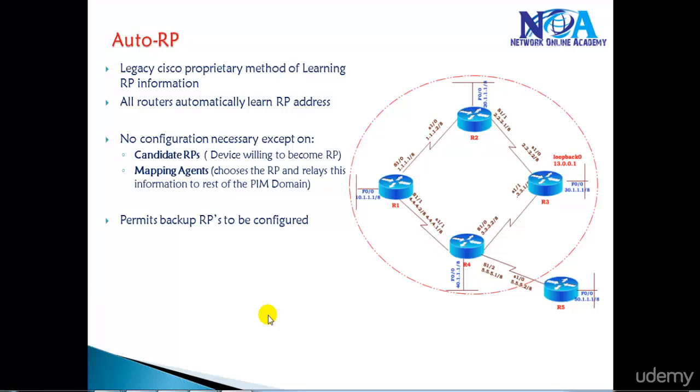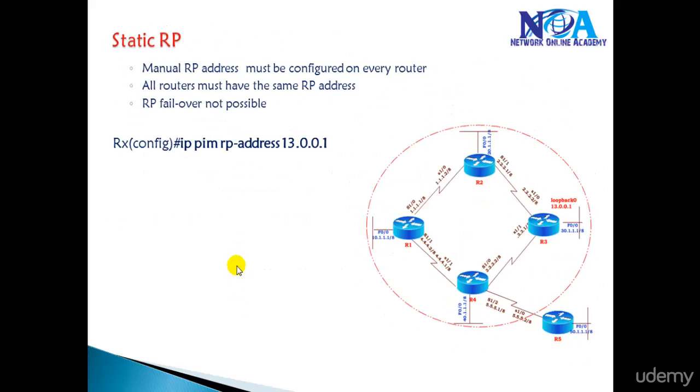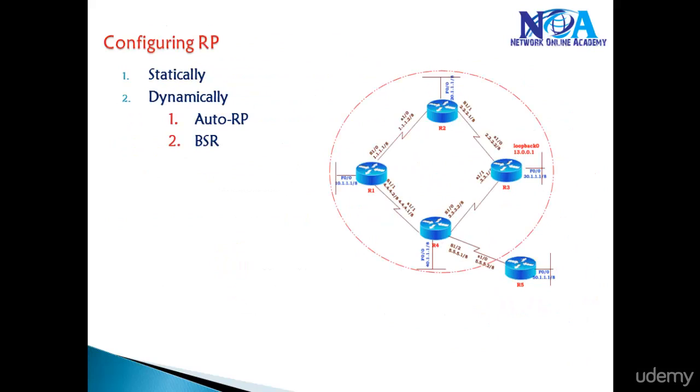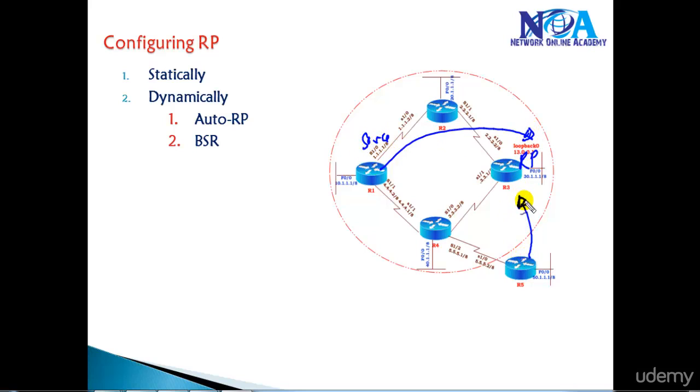Now in this video we'll see how AutoRP is going to work. If you just get back to some of the basics of what we have seen in the previous videos, we must configure the RP in your PIM domain so that every source can send their PIM register messages and the receivers can send their join messages. So RP is something we must configure if you are using IP PIM sparse mode so that the shortest path tree is built. Now there are multiple ways to configure the RP.